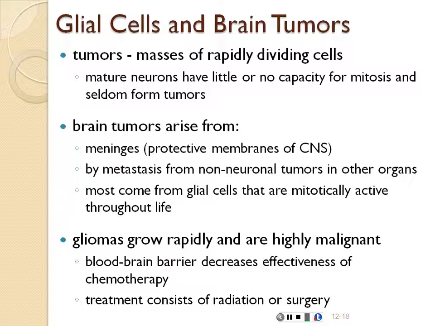So brain tumors can also arise from the meninges. You all have heard of meninges, the protective coverings of the brain and spinal cord. They can also arise by metastasis from non-neuronal tumors in other organs. So a person can start off with lung cancer. Lung cancer travels to the bloodstream and then may be sent on to other tissues such as the brain. So a lot of times that's where the origination is, at another organ. Most come from glial cells though, that are still mitotically active throughout life.